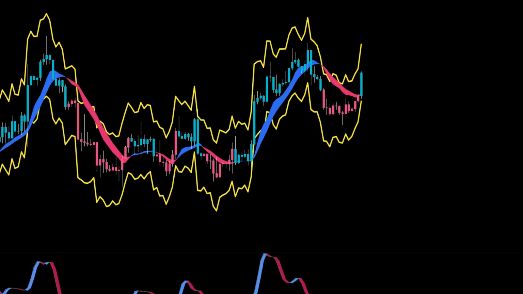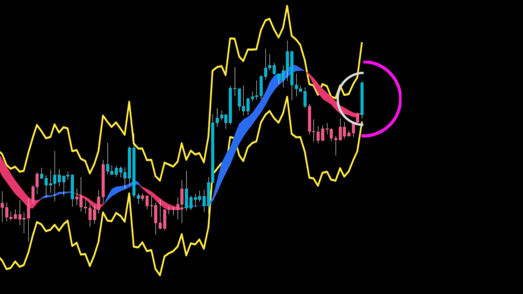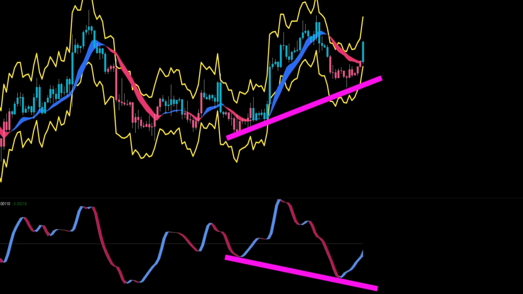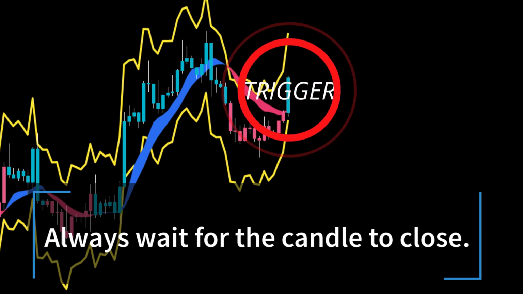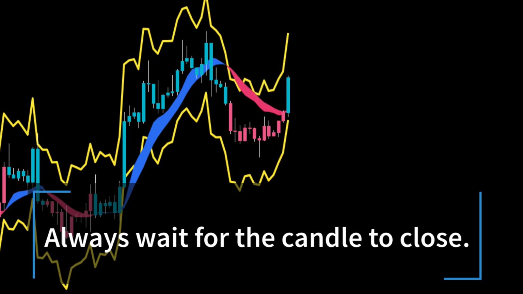I have one more long example. The iTrend sell candle changes from red sell to a buy in blue. We have bullish hidden divergence on the simple cycle. There is a higher low on price and a lower low on the indicator. This is our trigger candle, and remember to always wait for the candle to close.